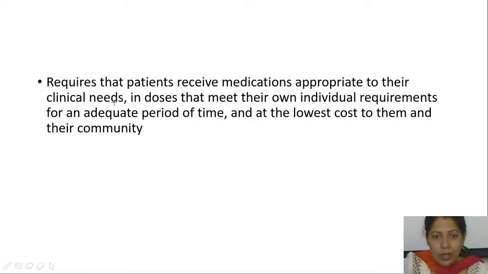unnecessary prescribing should not happen, for antimicrobials or analgesics or vitamins, for example. In doses that meet their own individual requirements. That means you need to remember the doses. You can't prescribe isoniazid one tablet. Isoniazid would come in 3 different dose strengths. So what is the strength that is required for that particular patient? Even in adult tuberculosis patients, they would have lost weight. So depending upon the weight, you need to prescribe the isoniazid.